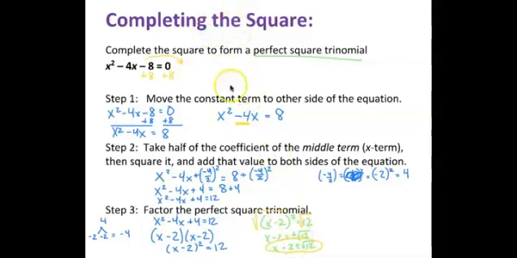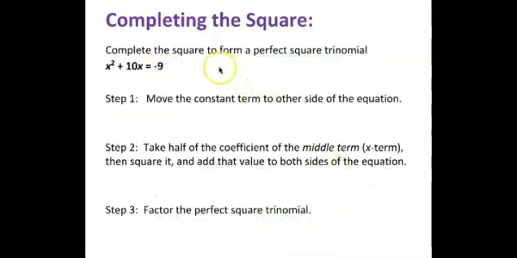We had to first complete the square before we could solve by taking the square root. I'm going to go on to the next slide, so if you need more time, go ahead and click pause. We're going to look at one more example of completing the square, and then we'll stop.